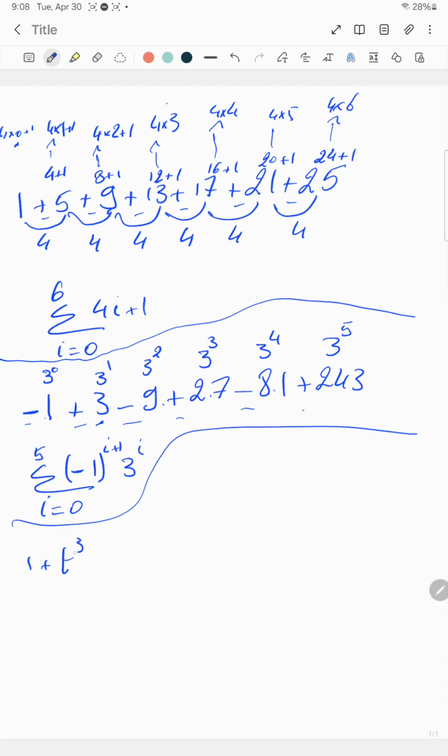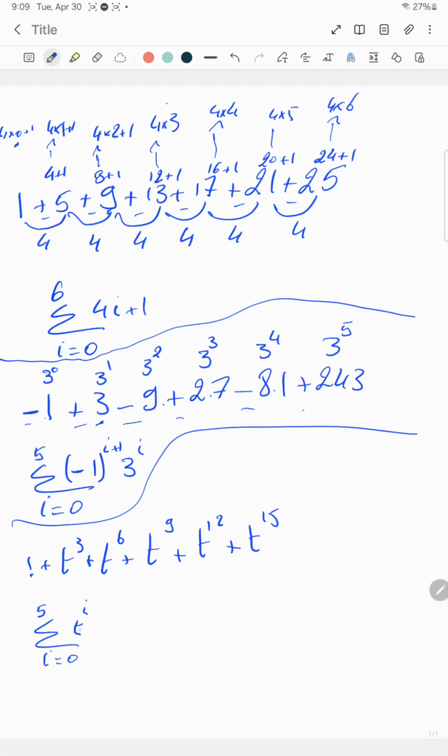1 plus t to the power of 3 plus t to the power of 6 plus t to the power of 9 plus t to the power of 12 plus t to the power of 15. So I know in my series I have to have a t to the power of something. Because I start with 1, t to the power of 0 is equal to 1. So I want my i equal 0 to 5, since I have 6 terms. So if I have t to the power of i here, when i is equal to 0, t to the power of 0 is 1.